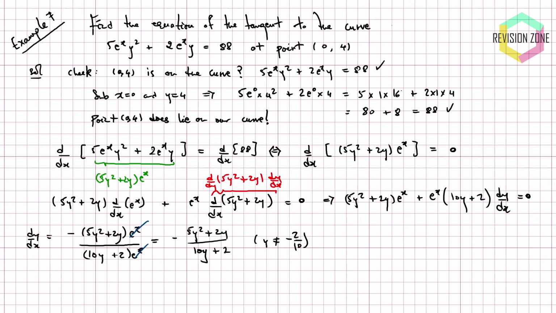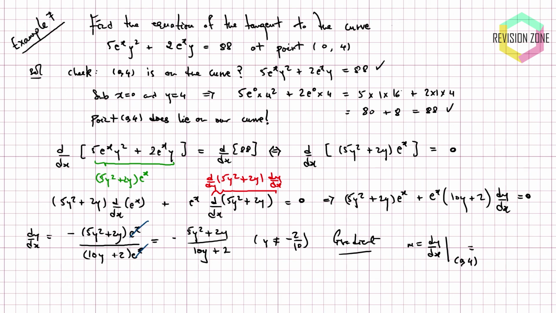And we're in luck because the point that we're interested in, y is actually equal to 4, so it's definitely not minus 2 over 10. So we can actually say gradient, which is obviously going to be our m in this case, is going to be dy by dx evaluated at 0, 4. So I can just stick those in. And in fact, in this case, we see that we have no x terms here at all, so I don't even need to worry about what the x value is. I just put 4 into here.